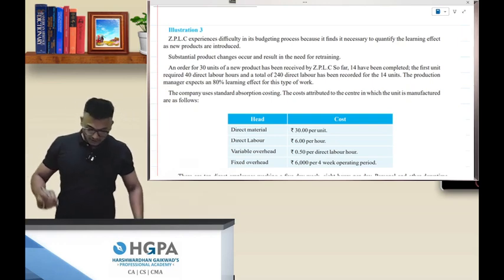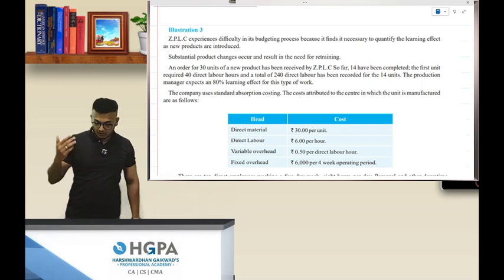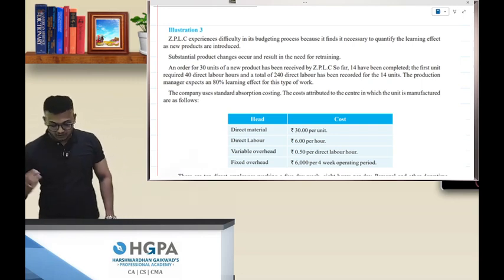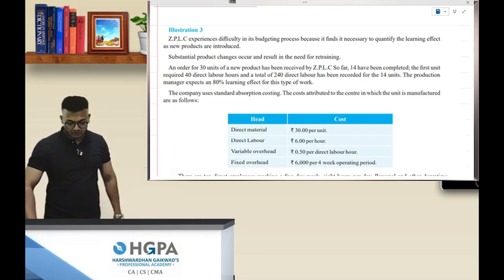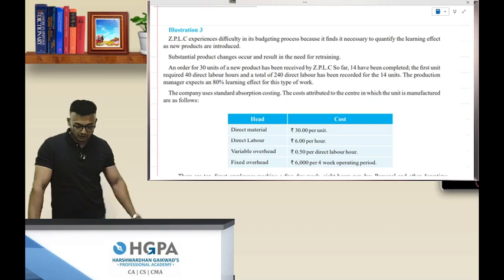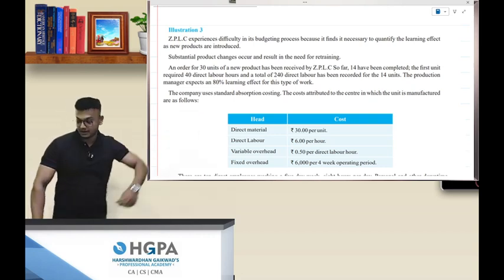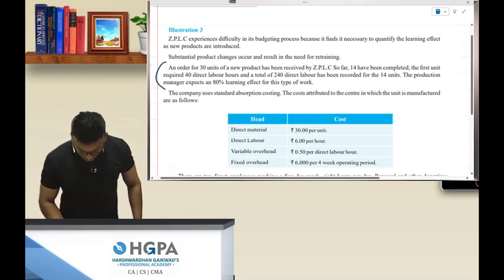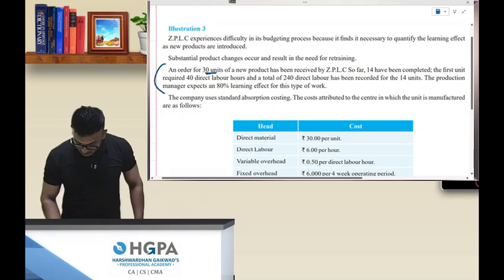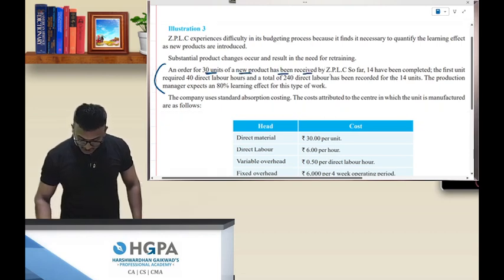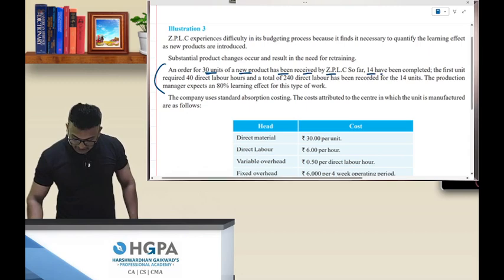ZPLC experiences a difficulty in its budgeting process, because it finds it necessary to quantify the learning effect. New product, baseless. Like no use. Substantial product changes occur and result in need of retraining. Again, no use. This is of use. The third paragraph. An order, important, brother. Pay attention. An order for 30 units of a new product has been received by the company. So far, 14 have been completed.